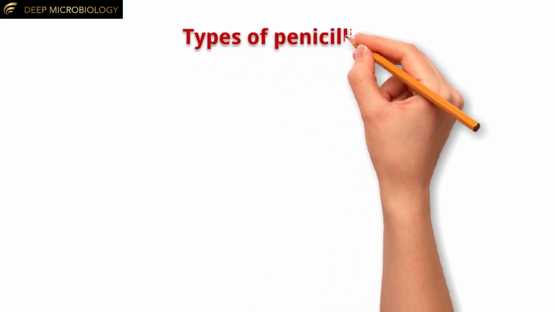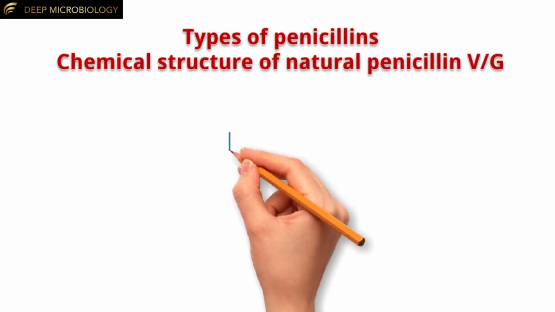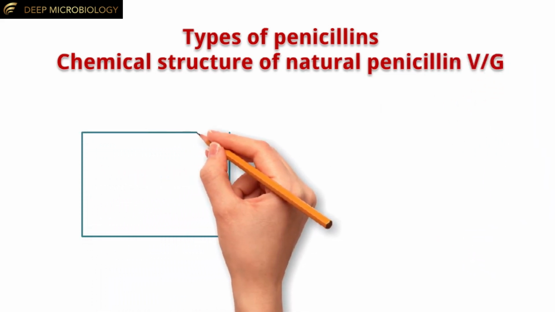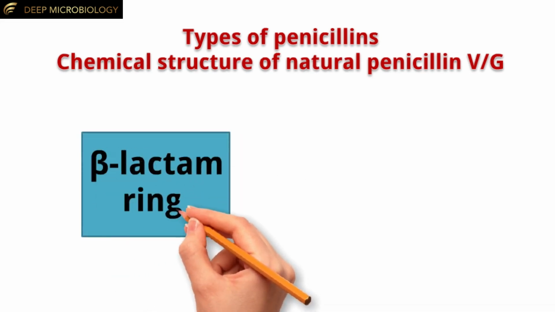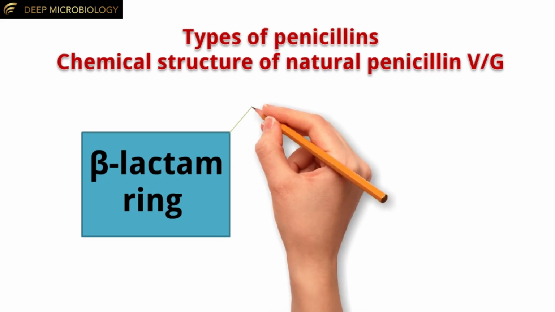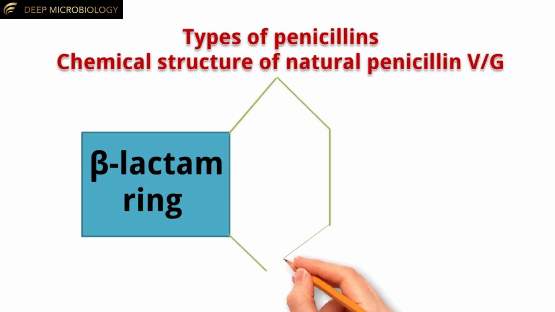Types of penicillins. Natural penicillins, penicillin G and penicillin V. The chemical structure of natural penicillins is composed of two key parts. The beta-lactam ring allows natural penicillins to target bacterial cell walls by binding to penicillin-binding proteins, which are enzymes necessary for cross-linking the peptidoglycan layer in bacterial cell walls. Without a properly formed cell wall, bacteria cannot survive, leading to cell lysis and death.